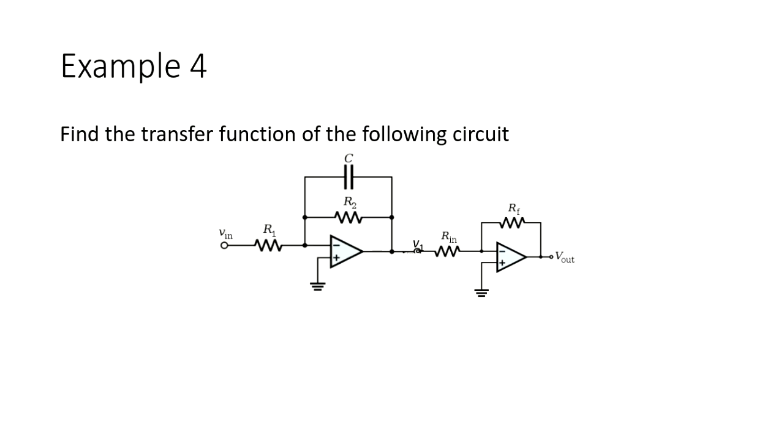Okay, so let's see. So let's start. We know that this is an inverting amplifier. So we know that V1 over V in is equal to minus Z2 over Z1.